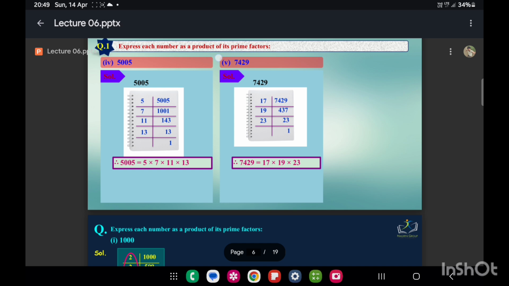Then another problem is 7429. 7429 can be divisible by the least number, which is 17. So 17 into 437, you will get 7429. Again 437 can be divisible by 19. 19 into 23, you will get 437. So 23 ones are 23. All are having single power. So 7429 can be expressed in the prime factor method as 17 into 19 into 23.